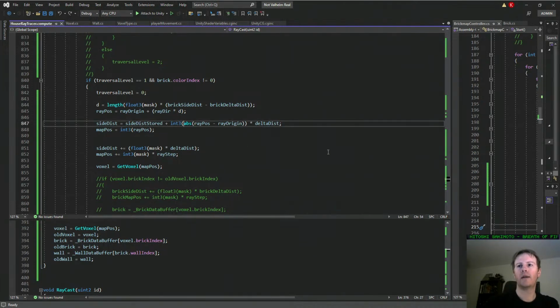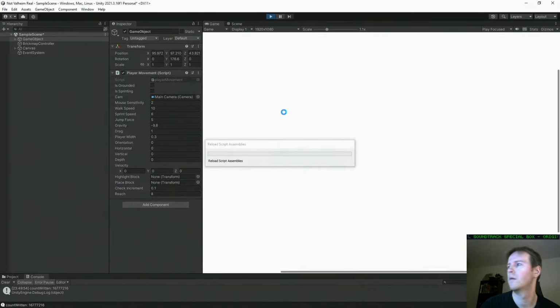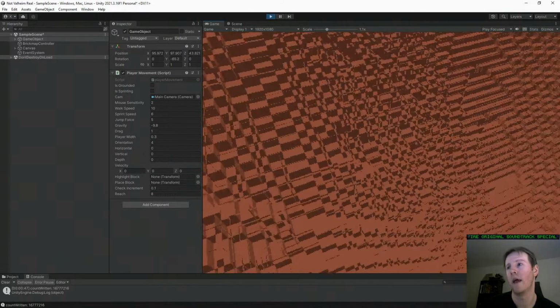So what if we get an abs here, and then we try sealing this? That's like the only thing I can imagine that might work. But then the map position might get weird here too. But I don't think so. Nope.